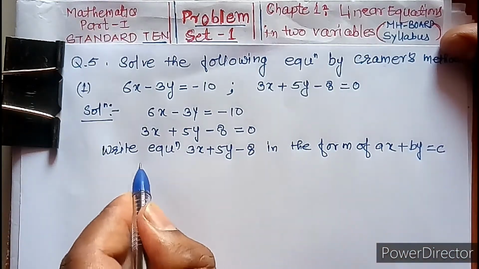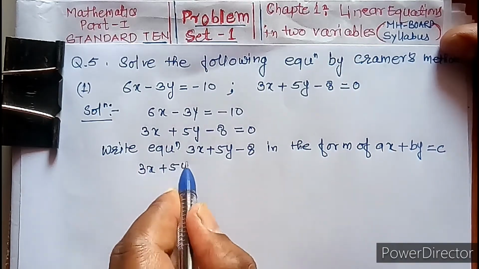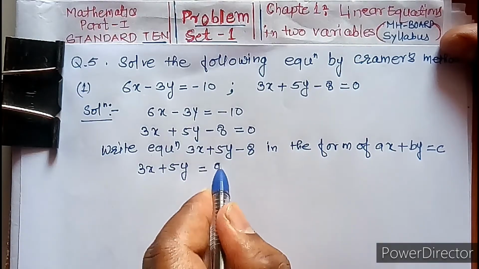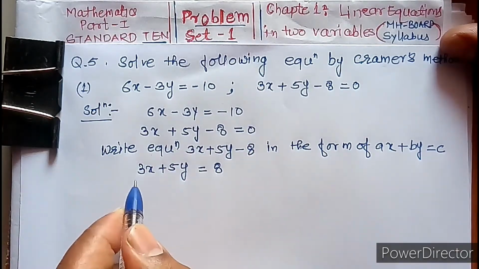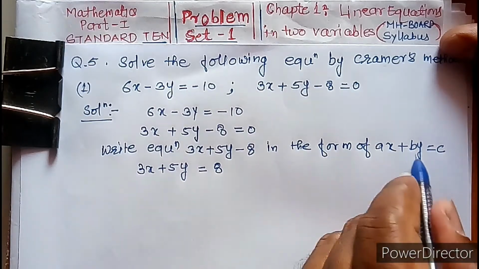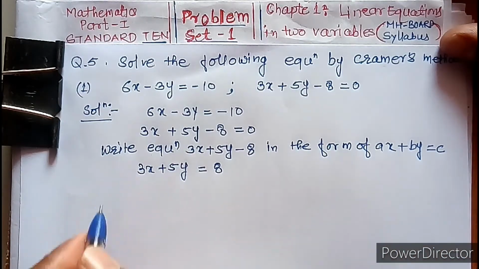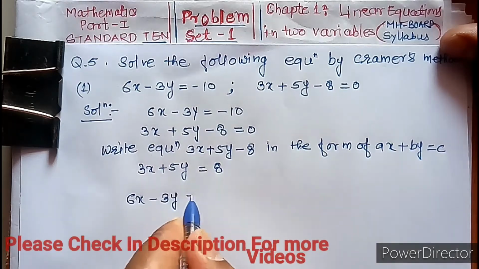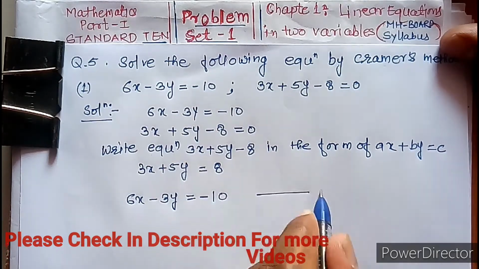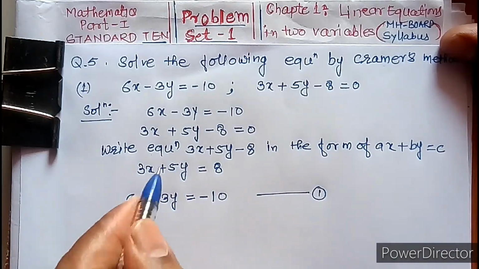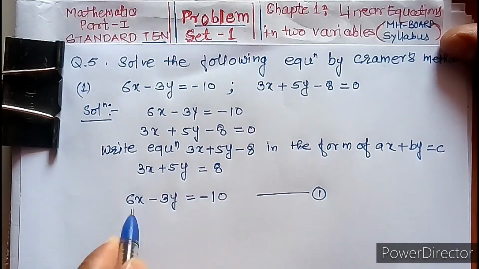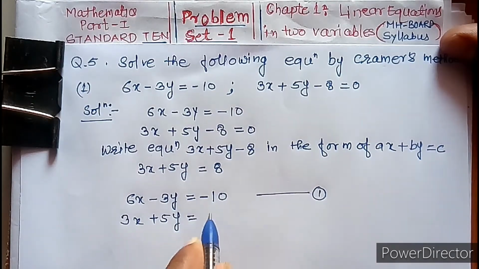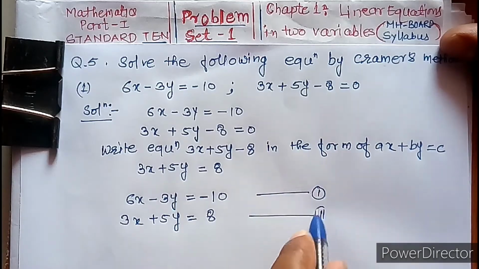Now here 3x as it is plus 5y as it is. Now this minus 8 on shifting to the right side, it will be plus of 8. Here now we get this equation in the form of ax plus by equals to c. Now here equation number 1, that is 6x minus 3y equals to minus of 10, give it number 1. And equation number 2, now it is converted in this form. Then write down here 3x plus 5y equals to 8. This is equation number 2.